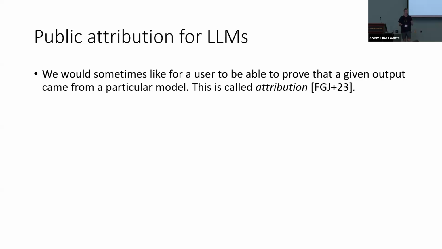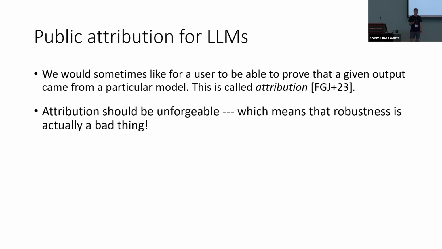For instance, public attribution is where you would like the user to be able to prove that a given text output was generated by a particular model. So it has different criteria from regular watermarking, because in attribution, you want your watermarks to be unforgeable. So in particular, robustness is actually a bad thing in the case of attribution, right? Because if you can generate something from the actual model, change a few words to make it say something bad, then the watermark shouldn't still appear.